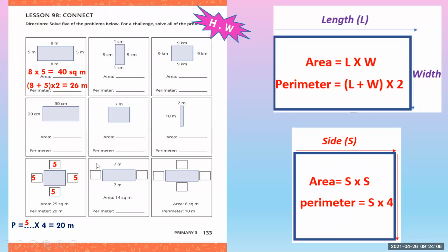Okay, the next one. Here I have a rectangle, and the area equals 14 square meters. I know that the area of a rectangle equals length times width. I have the length here, which is 7. Length times width, so 7 times what will give me 14?